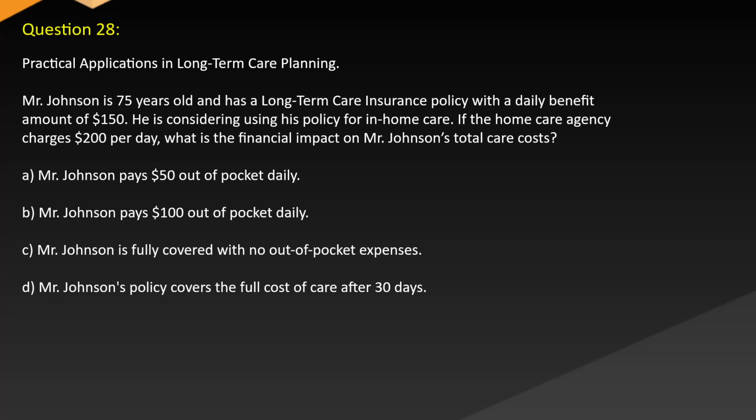Question 28. Practical applications in long-term care planning. Mr. Johnson is 75 years old and has a long-term care insurance policy with a daily benefit amount of $150. He is considering using his policy for in-home care. If the home care agency charges $200 per day, what is the financial impact on Mr. Johnson's total care costs? A. Mr. Johnson pays $50 out of pocket daily. B. Mr. Johnson pays $100 out of pocket daily. C. Mr. Johnson is fully covered with no out-of-pocket expenses. D. Mr. Johnson's policy covers the full cost of care after 30 days.